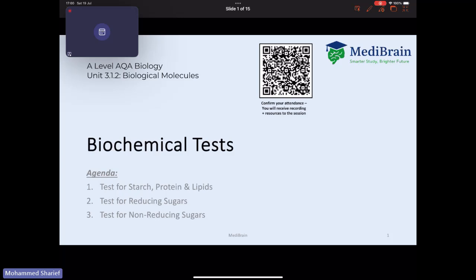To start off with, in today's lesson we're going to look at the tests for starch, protein, and lipids, and for reducing sugars. That should be a nice recap from GCSE. And then there's one new part of the spec, which is testing for non-reducing sugars.